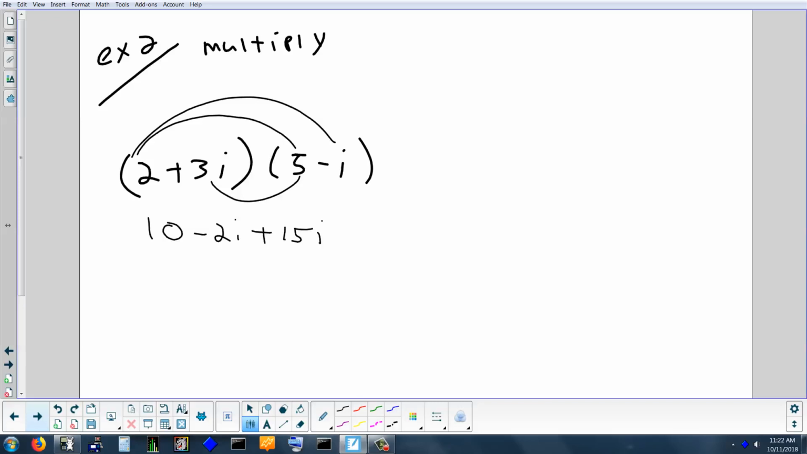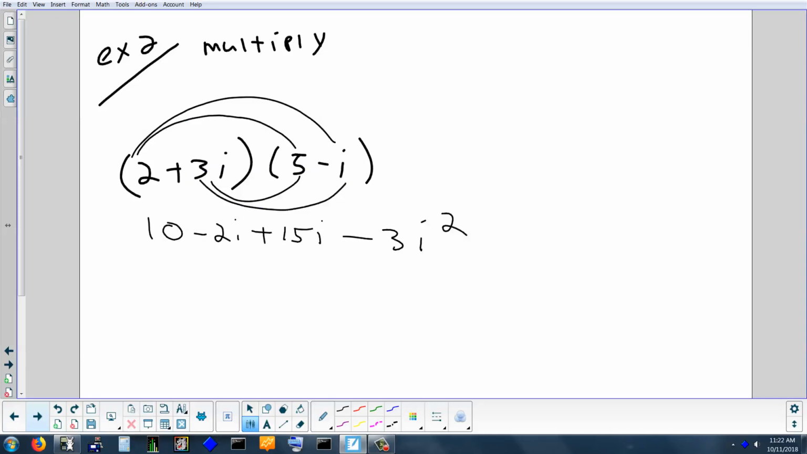15i. Yep. And 3i times -i. Well, the first thing I think of is, all right, it's a positive times a negative. Positive times negative is negative. What's 3i times i? Yeah. 3i squared.